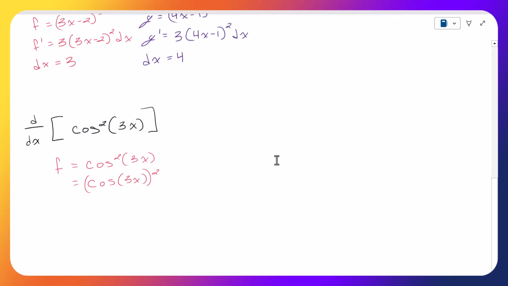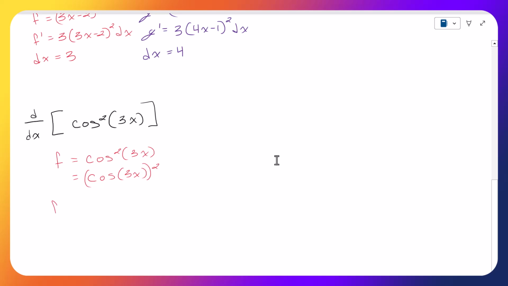Well, now this just looks like our power rule. F prime equals 2 cosine of 3x. What is 2 minus 1? That's just 1, so it becomes invisible. Times dx, which in this case, this dx, our inside, is going to be negative sine of 3x, again, times dx, which, what is the inside of our function? What is our argument? 3x. So our green dx is going to be 3.